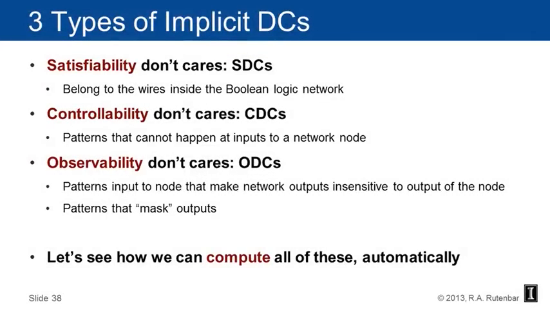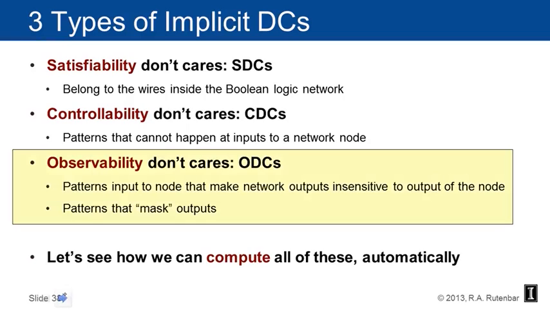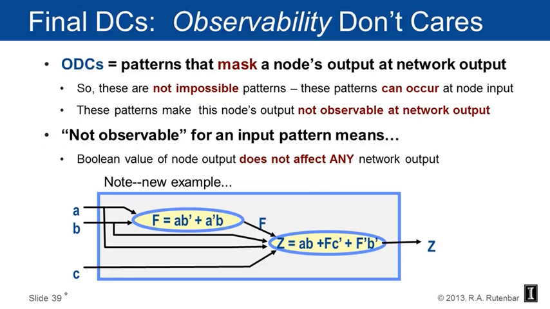So here we are finally at the last kind of implicit don't cares. We've done the satisfiability don't cares and the controllability don't cares, and now we want to talk about the observability don't cares. These are patterns input to a node that make the network output insensitive to the output of the node, or patterns that mask the output from affecting anything. Let's see how we compute these.